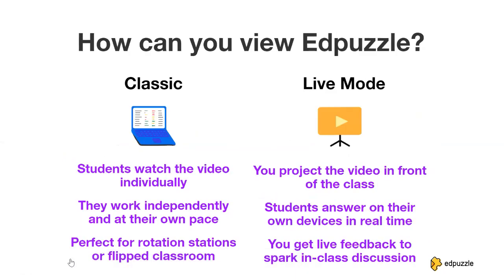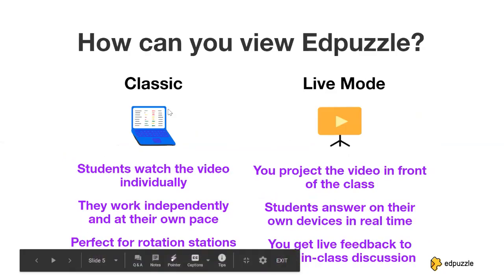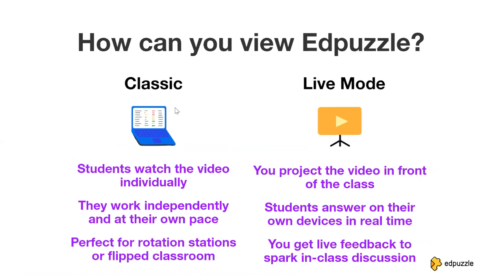There are two ways to use EdPuzzle. One is the classic way and one is live mode. The classic way is where the students watch the video on their own and they work at their own pace, whereas the live is you presenting it to the classroom and then the students are answering the questions on their own devices.